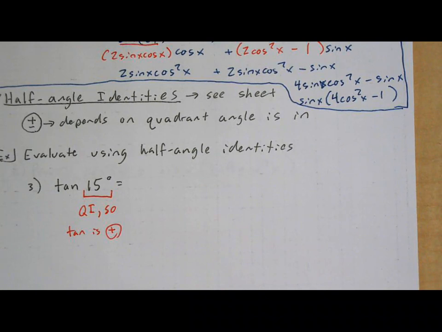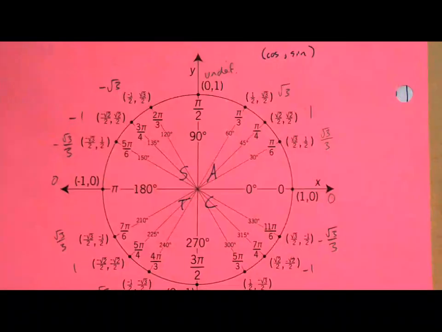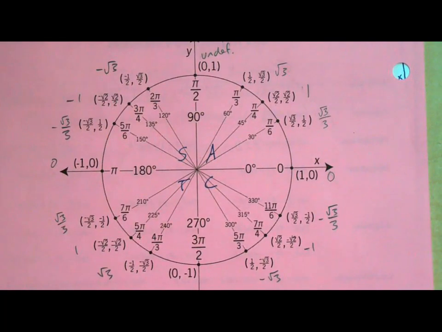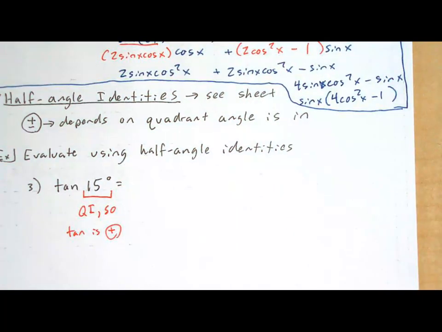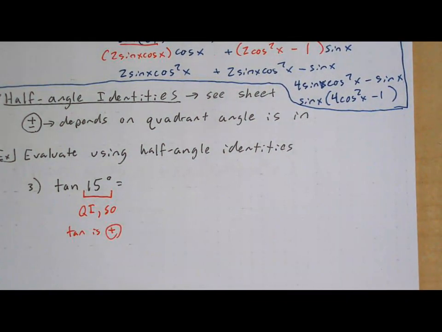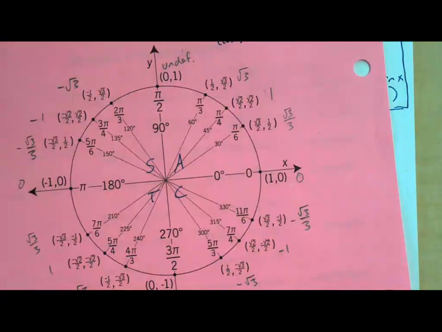All right, let me show you how we use these half angle identities. 15 degrees is not an angle on our friendly unit circle. It's not a friendly angle, agreed? So if I ask you to find an exact value, and we now know that exact value means something with a fraction or a radical, not a decimal answer, right? So if I ask you to find an exact value, it is not on the sheet, but that doesn't mean it doesn't exist. We can do it.